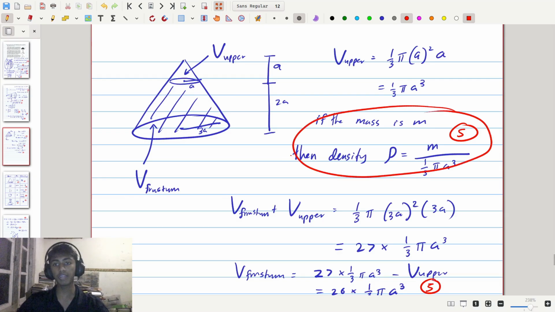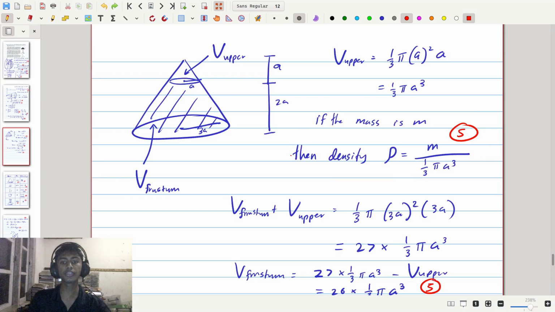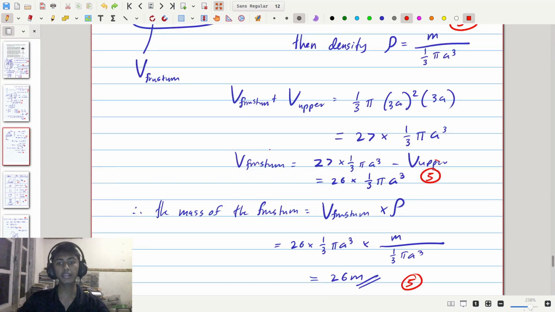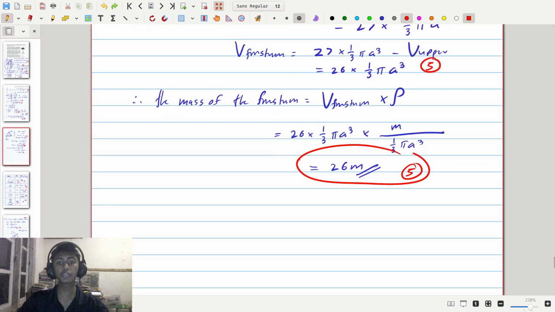Now after that, for showing that the frustum has a mass of 26 m, when you write down some kind of density like this, you get 5 marks. And then when you subtract and get the correct volume of the frustum by subtracting the little cone that we remove from the total cone, you get 5 marks. And finally, when you write down the correct answer of 26 m, you get another 5 marks.